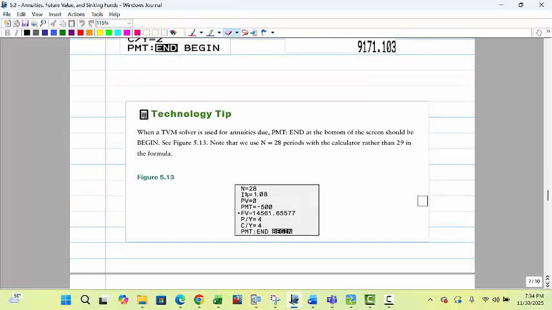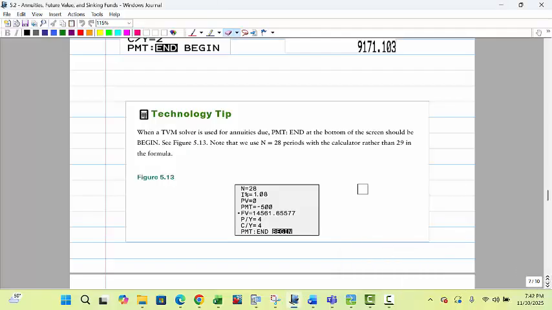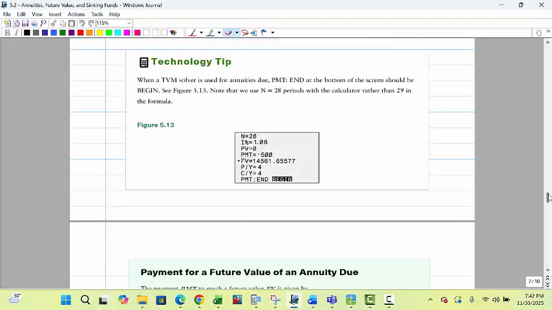So it's explaining what I was explaining earlier, that you don't put 29, you don't put the extra payment in the calculator like you do in the formula. That's what it's telling you here. All right, let's come down here.